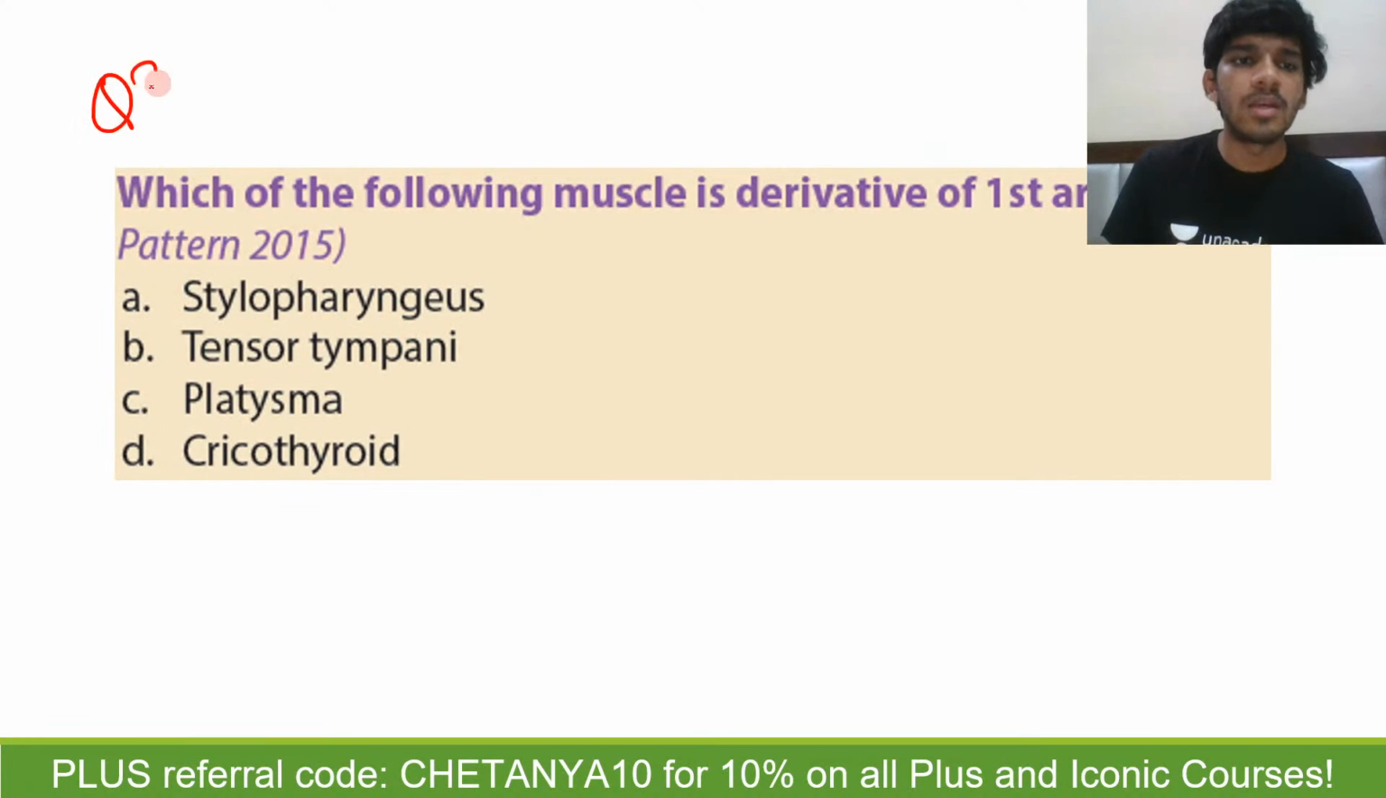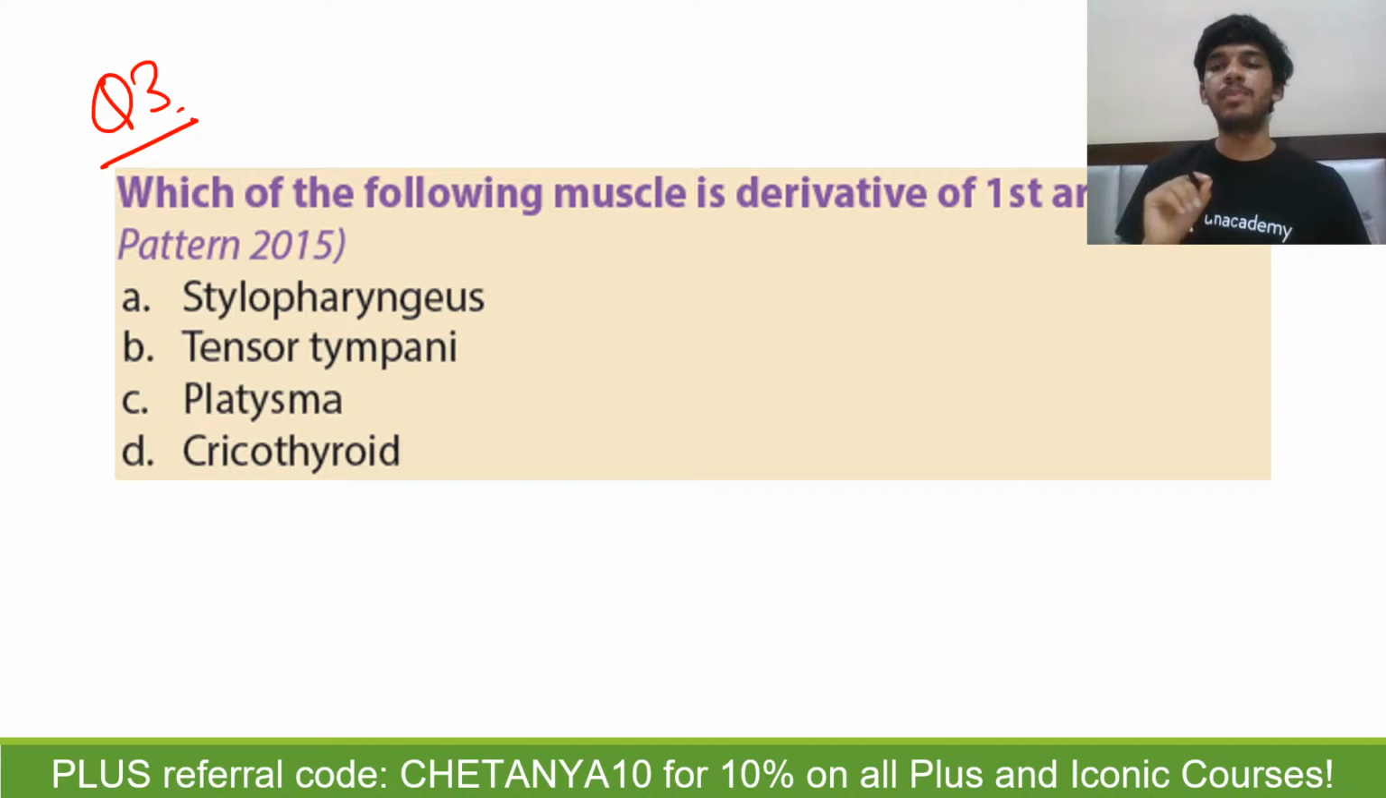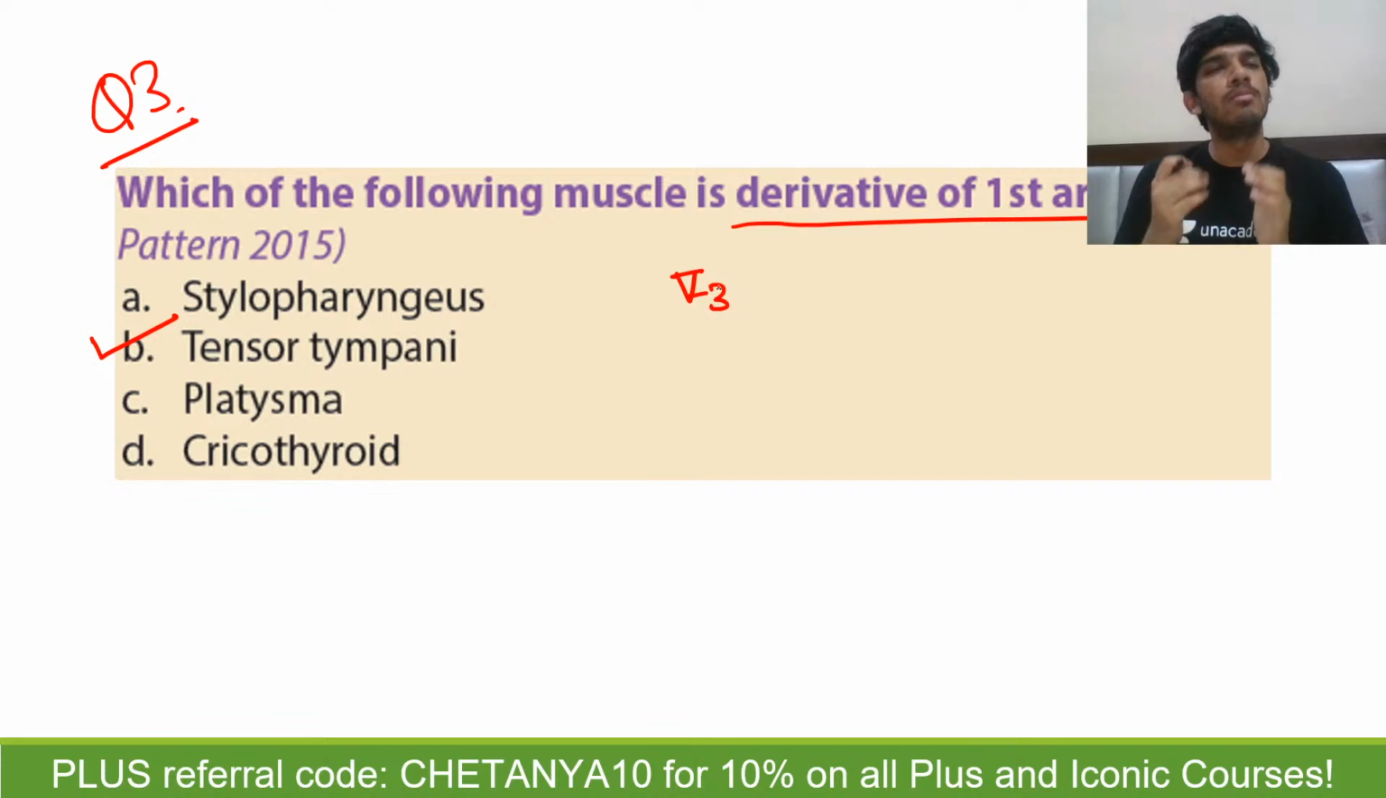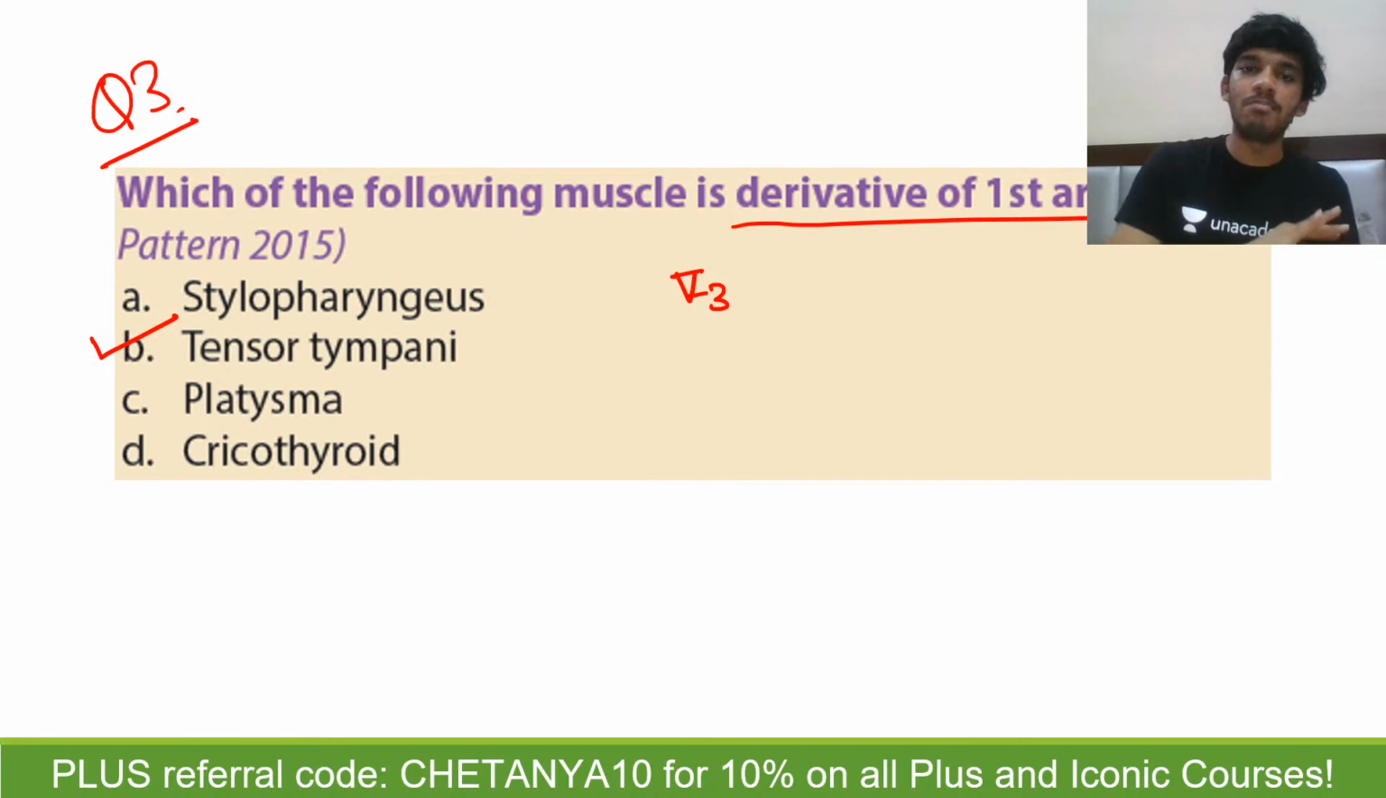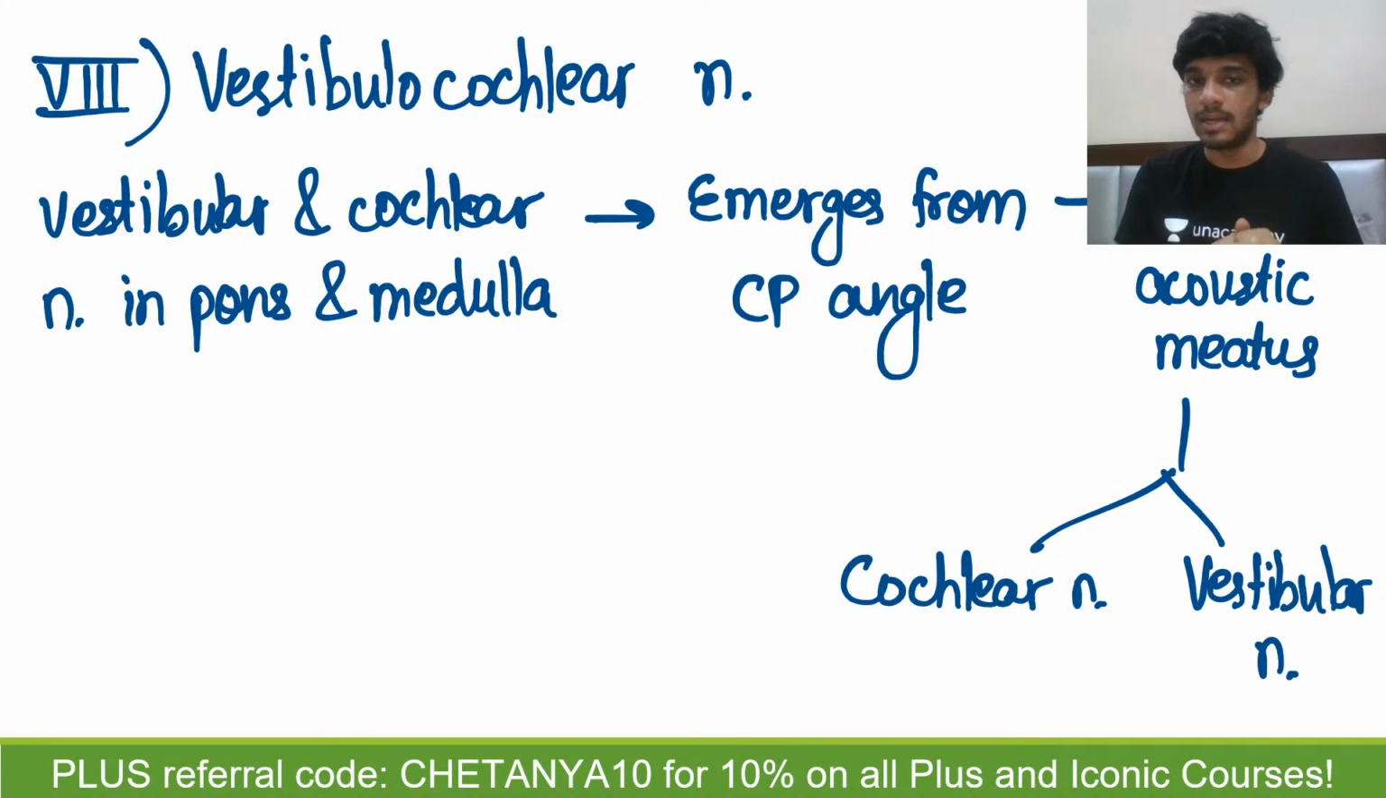Question number 3. It is basically same as the previous question, so I'm not giving you time to answer it. Which of the following muscle is the derivative of the first arch? Answer will be tensor tympani. Why? Because it is supplied by the mandibular nerve. So that's a very good way to remember that. So this is a very good interrelation. You can remember through this the muscles of which arch are which, and you can also remember the nerve supply of which muscle is which. So that is why this concept of pharyngeal arches is something I really like.